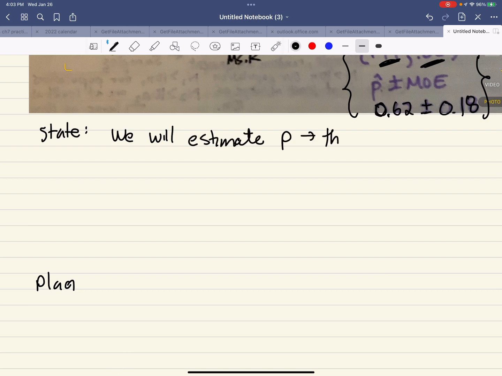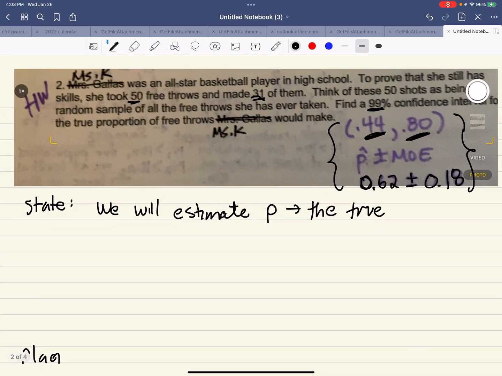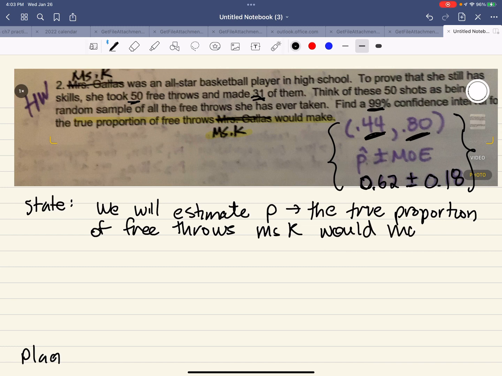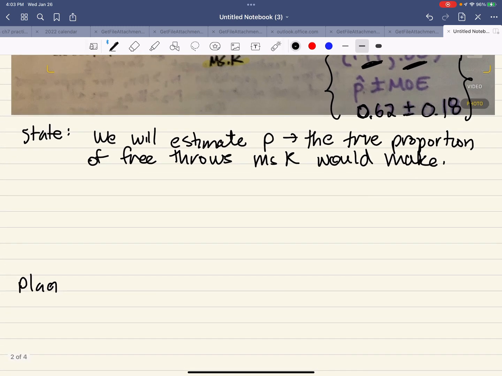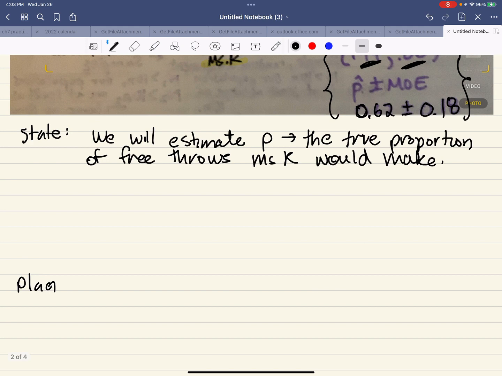P, what does P stand for? That's my parameter, the true, and then I have to see what it is we're finding. The true proportion of free throws Ms. K would make. Okay, that's it. And then we want to say at what level? At a 99% confidence level.